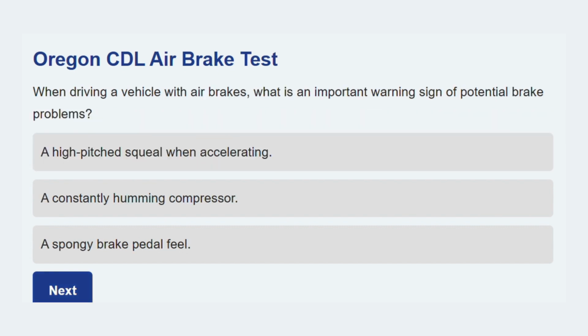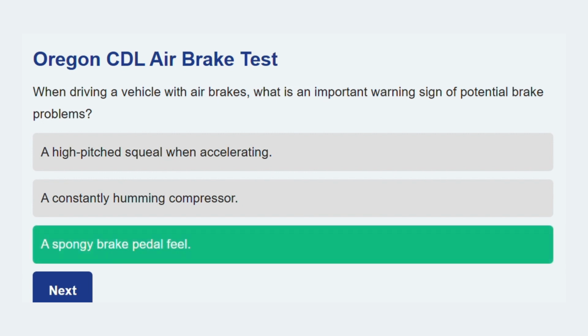All right, let's see. When driving a vehicle with air brakes, what is an important warning sign of potential brake problems? A spongy brake pedal feel. A spongy pedal could indicate air in the system or a serious leak.